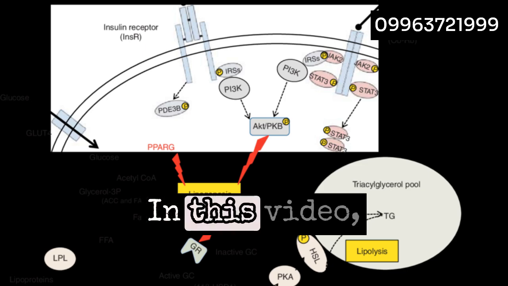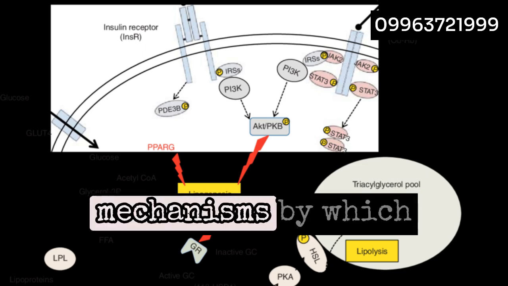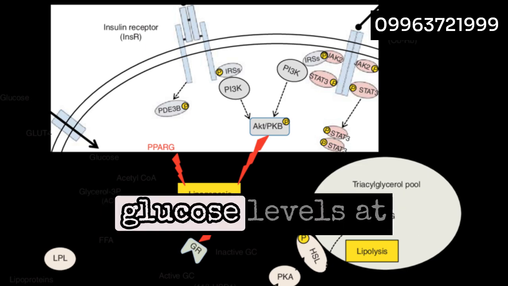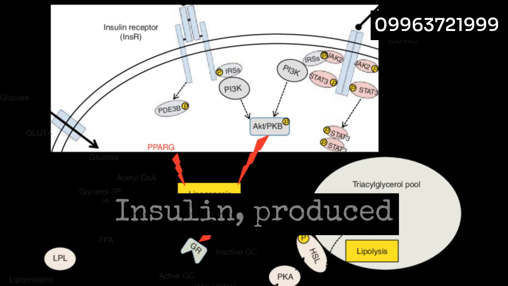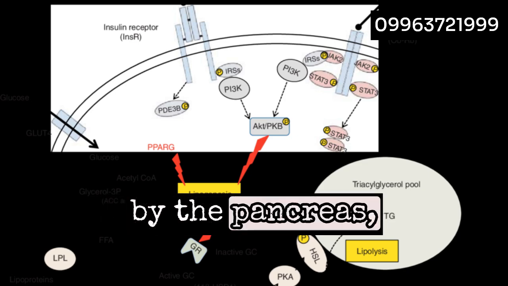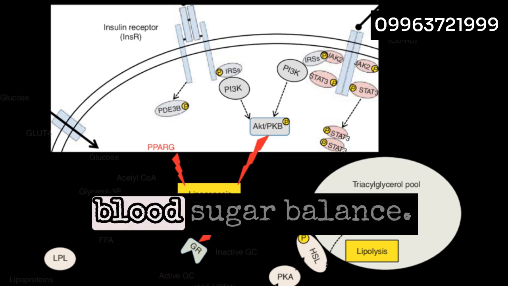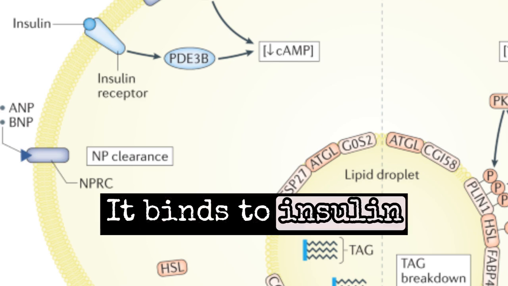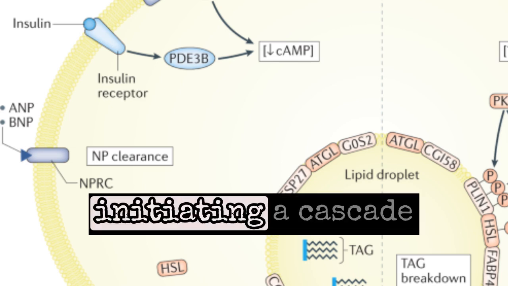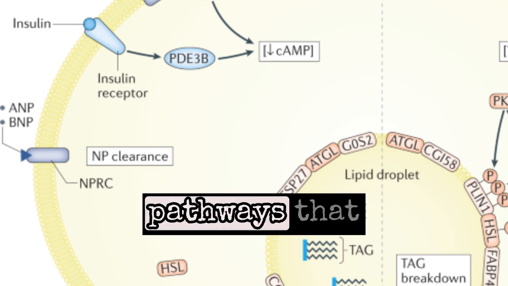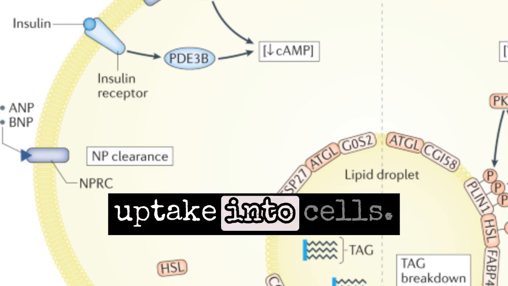In this video, we delve into the intricate mechanisms by which insulin regulates glucose levels at the cellular level. Insulin produced by the pancreas plays a crucial role in maintaining blood sugar balance. It binds to insulin receptors on cell membranes, initiating a cascade of signaling pathways that facilitate glucose uptake into cells.